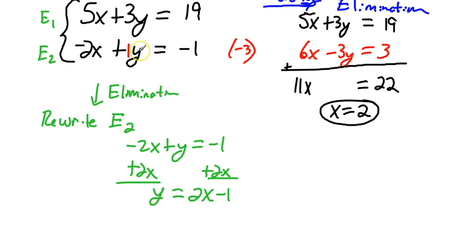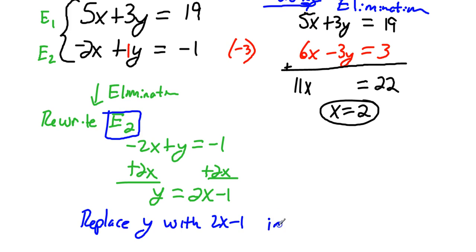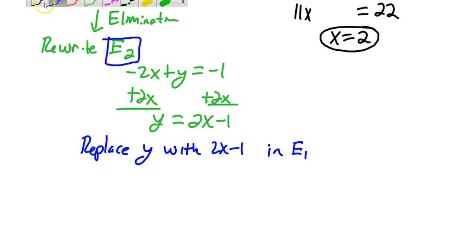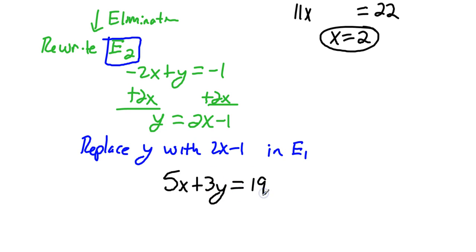All right, and once you've got this one rewritten where you've got y equals, now you can actually do substitution. So this is where you're going to replace y with 2x minus 1. And since this came out of equation 2, you've got to do that in equation 1. So we've got 5x plus 3y is equal to 19. And again, we're going to replace y with 2x minus 1. So take out the y and put in 2x minus 1.